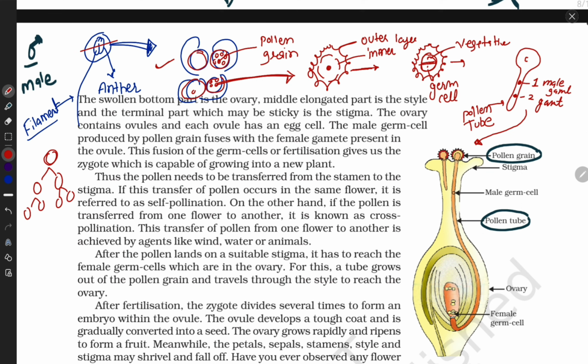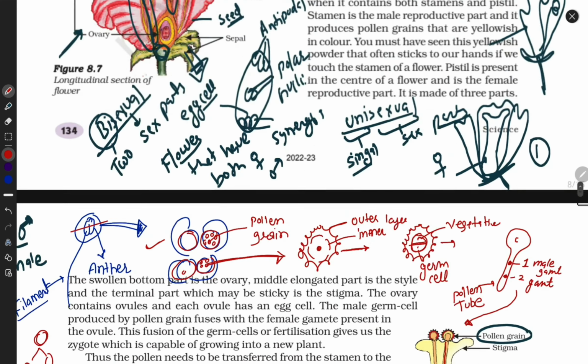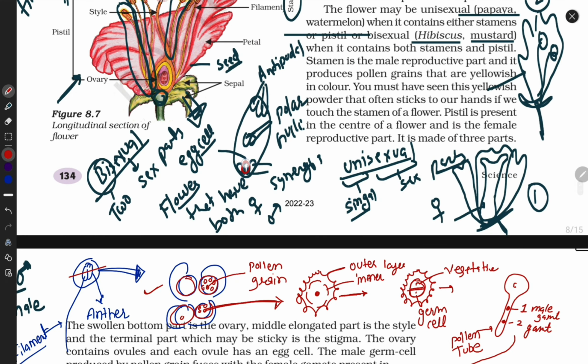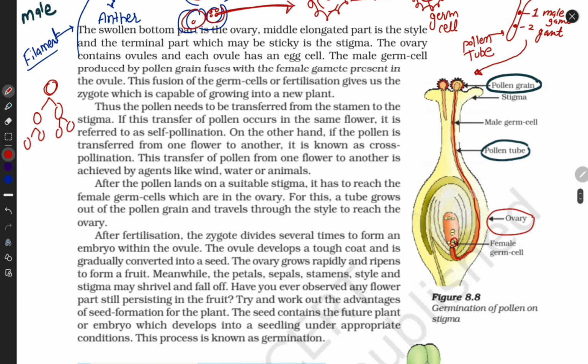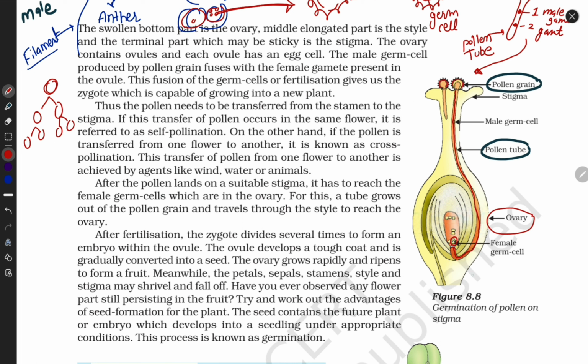And this grows faster and is inserted into the female's ovary. Look at here, ovary. And it fuses with the egg cell this much. I told you, na? This cell, the center cell. This cell. Fuse. And this process, when the egg cell fuses with the male gamete, is called fertilization. Is it clear guys?